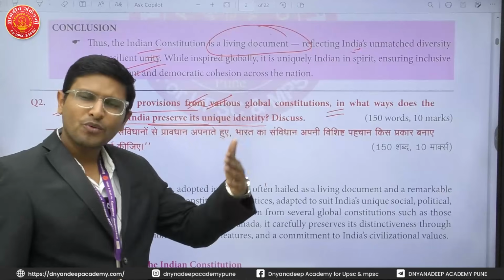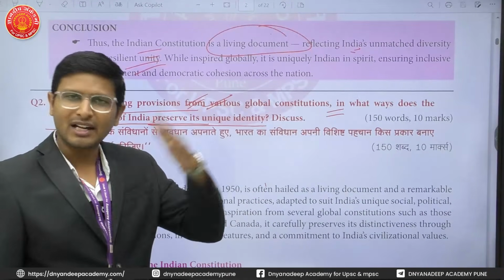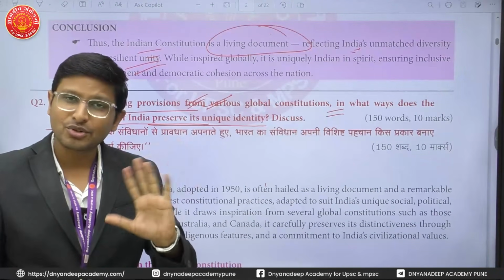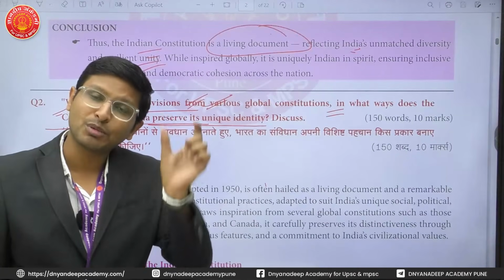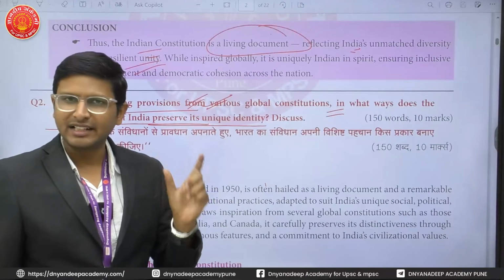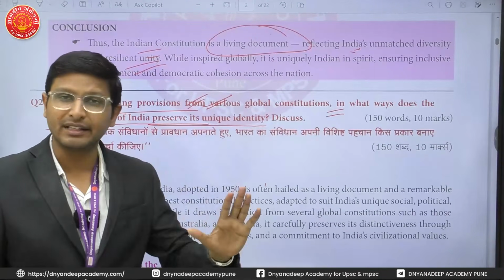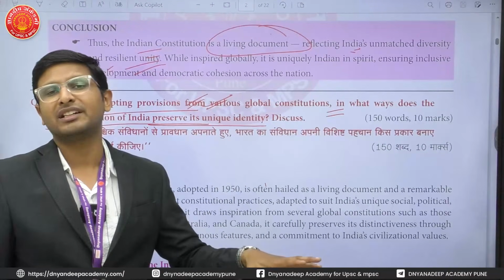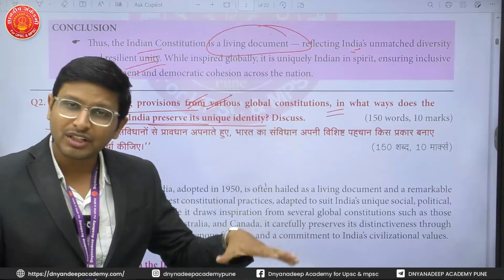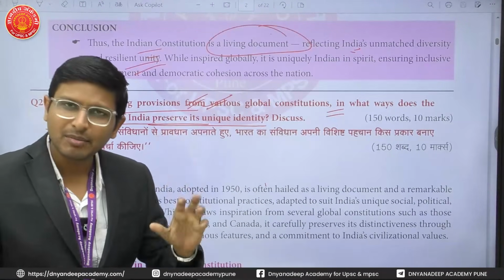Though we have taken so many things from outside, the Constitution of India's unique identity is still preserved today. It is not that because we took from outside, our identity is gone. No, there are some provisions in the Indian Constitution which are unique to India. That is what we have to explain here.